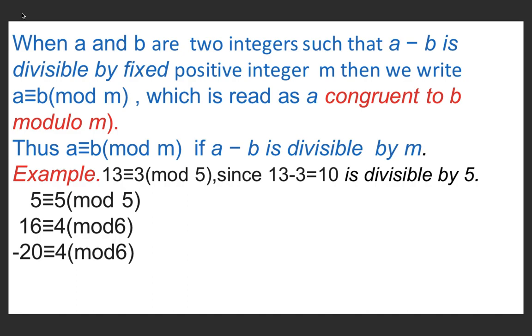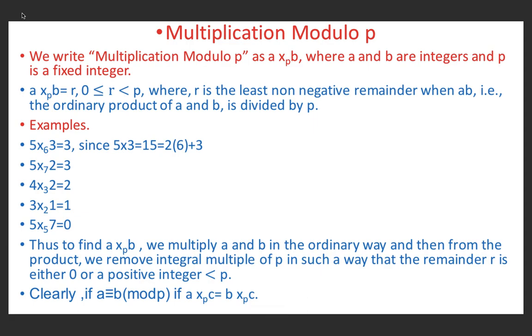16 minus 4 is 12 and 12 is divisible by 6. Therefore, we write 16 is congruent to 4 mod 6. Similarly, minus 20 is congruent to 4 modulo 6, because minus 20 minus 4 is minus 24 and minus 24 is divisible by 6. Now we come to multiplication modulo p.